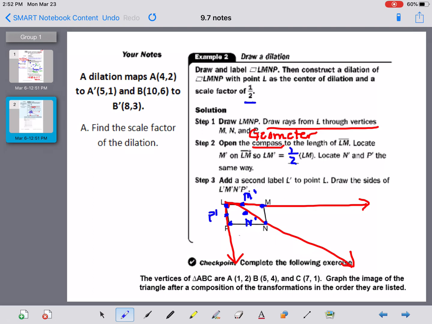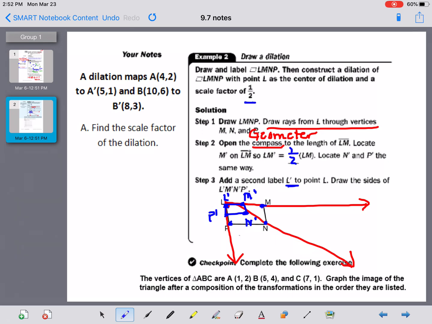Now notice in step 3 it says add a second label L prime to the point L. Now the reason L prime is also on L is our center of dilation, and we're always going the same distance away from L. Since it is distance zero, it just is the exact same point. I can join L prime, M prime, N prime, P prime back to L prime, and I have a dilation of my original figure, and it's half that dilation.